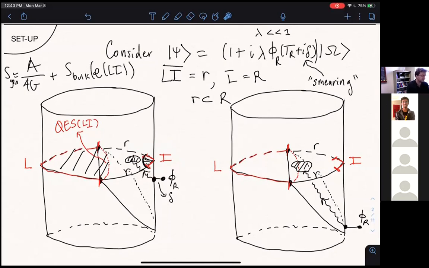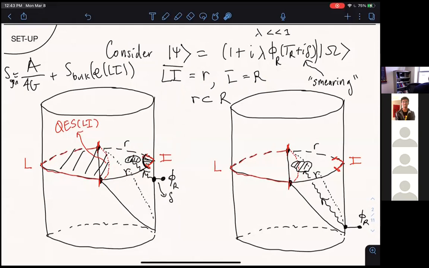Okay, so the way I'm going to do that is the following. I'm going to consider states, which I call psi, which look roughly like, I take an operator, phi right. So capital R is going to be the complement of L. It's the complement of L, so it's this whole boundary region. And little r is the complement of Li, right? So it's the union of these two intervals in this picture. Does that make sense, everybody?